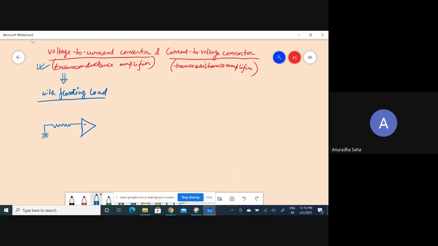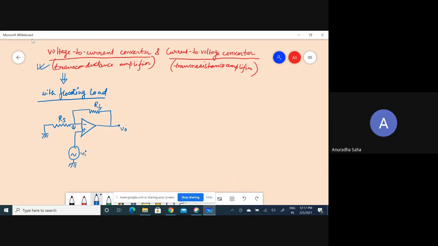See, this is the inverting terminal. I have given one resistance, this is RS. And from the non-inverting terminal, I am applying an input Vi. If I say this is my node A, I am giving one feedback resistance RF, and this is your Vo. So this is my circuit with floating load.